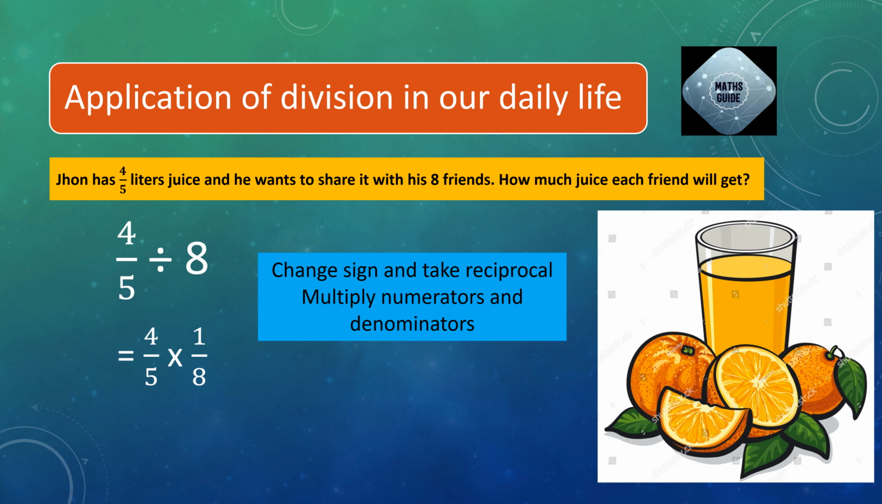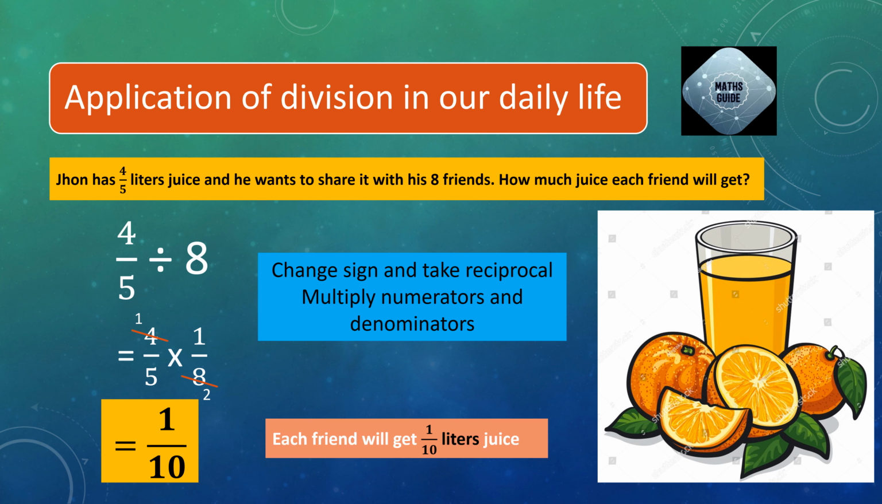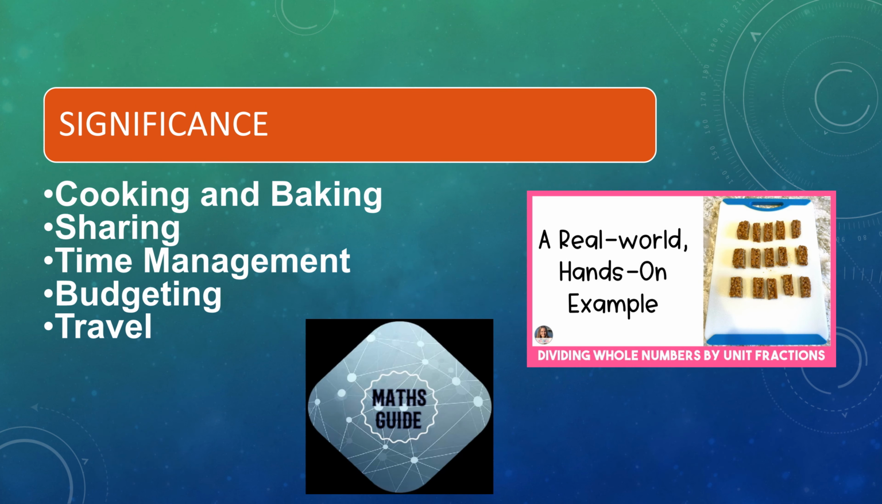Here 8 is divisible by 4, so we can say 4 times 1 is 4 and 4 times 2 is 8. After simplification, we will multiply the numerators and denominators. As 1 times 1 is 1 and 5 times 2 is 10, so we can say each friend will get 1/10 liters juice. Here are some more examples regarding practical application of this topic.